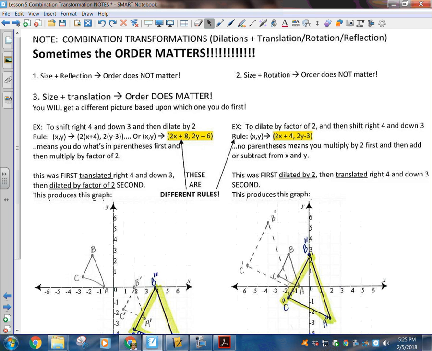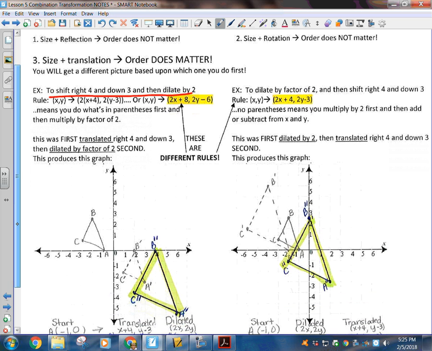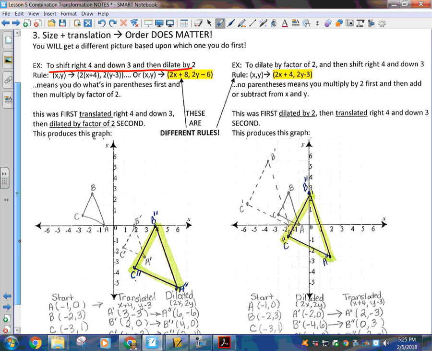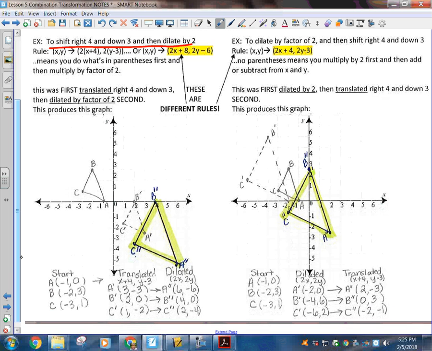So it does depend. When I do the first one, it says shift to the right and down 3 and then dilate. So I'm having to do one thing first, then I'm doing the other, just like we practiced with the rule. I just want to highlight the final point. I even did all my points. So you can see A, B, and C, A prime, B prime, C prime, A double prime, B double prime, and C double prime.